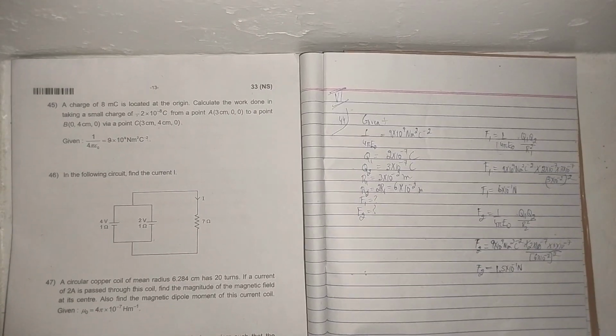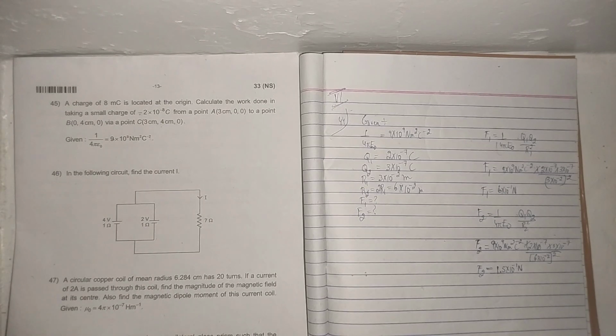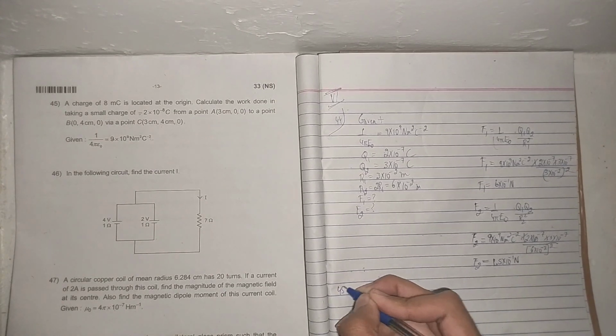Now the next numerical question, that is the 45th question. Here they have given a charge of 8 millicoulomb located at the origin. We have to calculate the work done in taking a small charge of minus 2 into 10 to the power minus 8 coulomb from a point A, that is 3 centimeter, 0, to the point B, that is 0, 4 centimeter, and point C is also given, that is 3 centimeter, 4 centimeter. The things that are given here, let us write it first.